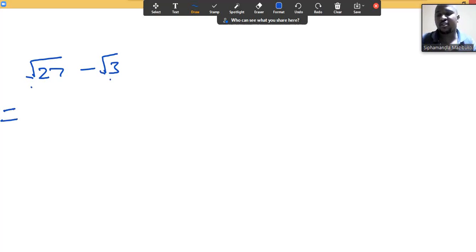In our next example, we're looking at root 27 minus root 3. So this one is a little bit interesting. We need to relate our first term to the second term here.